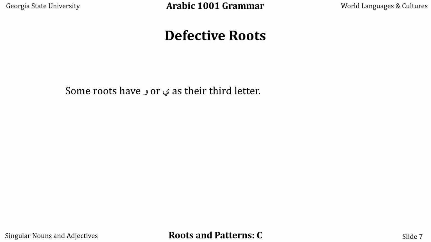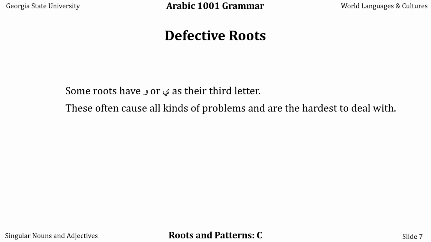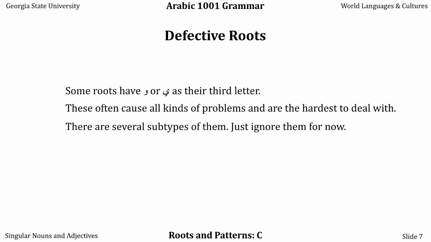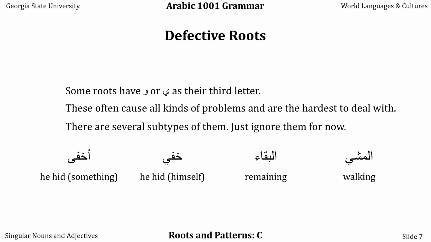Another type of root is what we call the defective root. It has waw or ya as its third or final letter. These cause all kinds of problems, are the least predictable of the bunch and the hardest to deal with. There are several subtypes of them, which is one of the things that makes it difficult, but just ignore them for now. Learn words as you go.